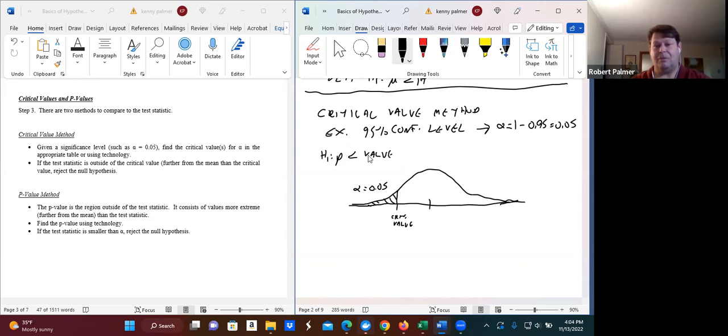Okay, so the way to think about it, if it's less than, then your critical value points in that direction. So here, and this is what's called the rejection region.